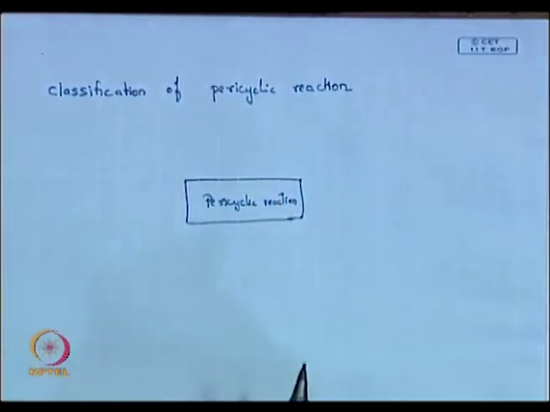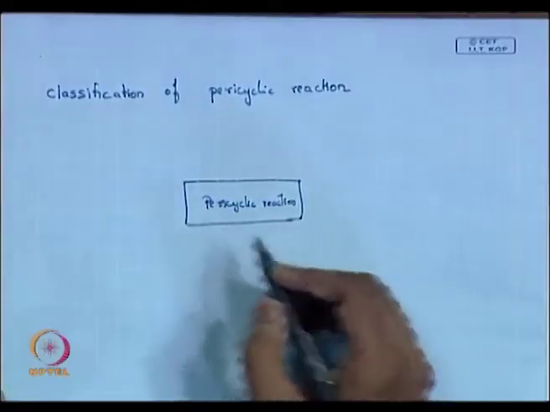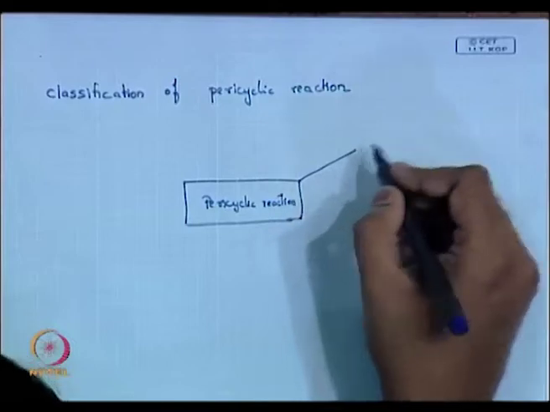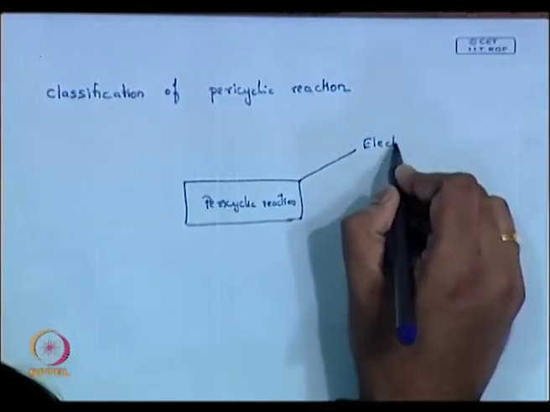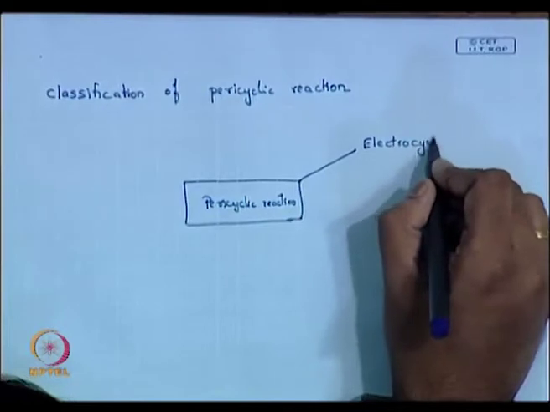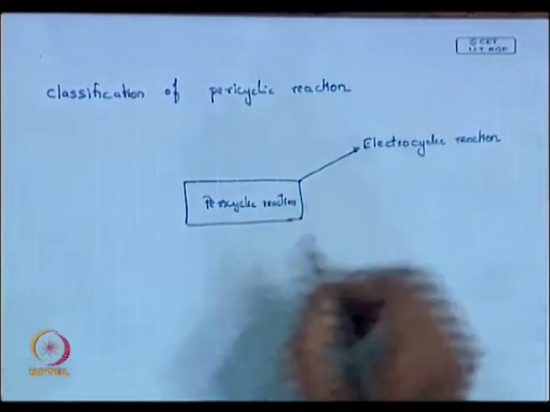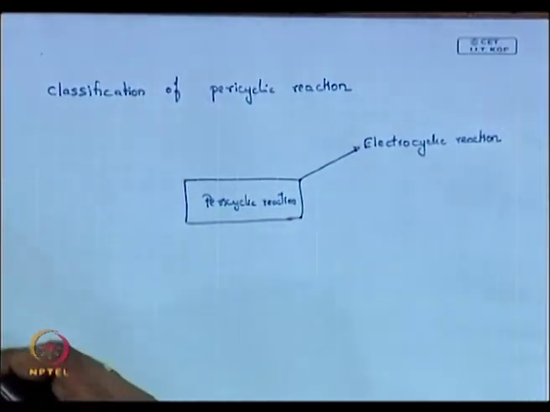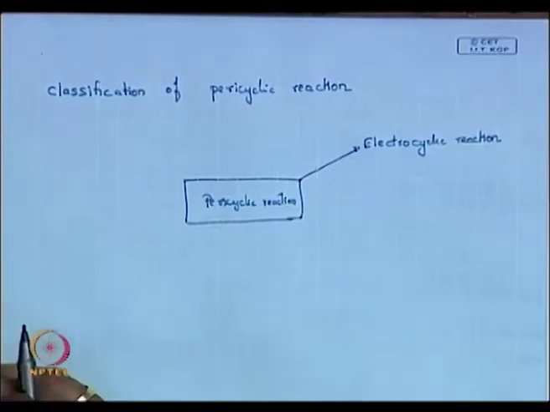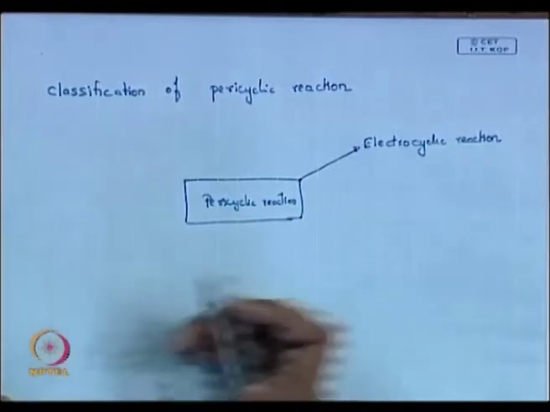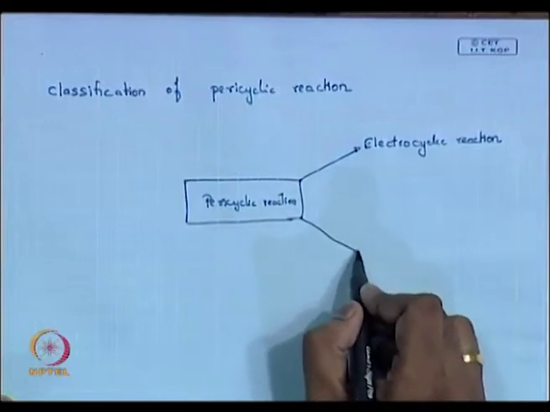See, based on Woodward, pericyclic reactions can be broadly classified into 5 major reactions. Okay, 5 major and 2 are minor, which you can incorporate into pericyclic. But if you say broadly, there are 5 major classes. One is your electrocyclic reactions. Very important class where you study about conrotatory and disrotatory, ring opening and ring closure. Okay, that's very important there.